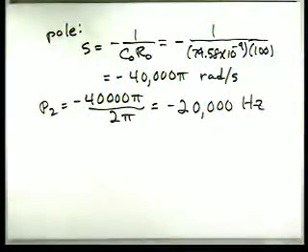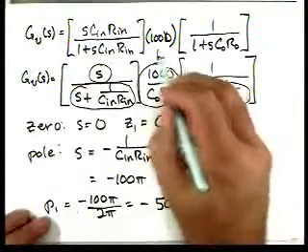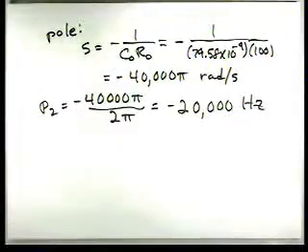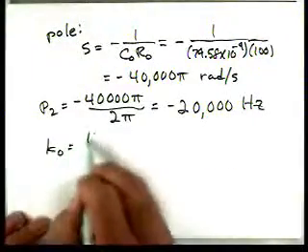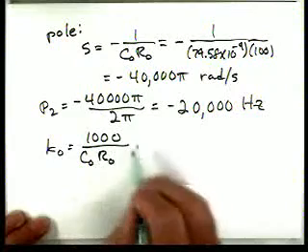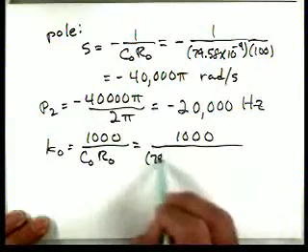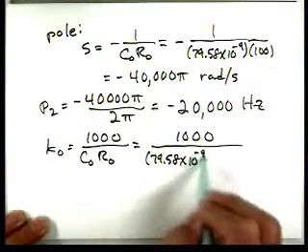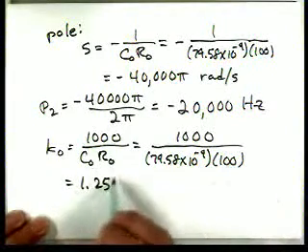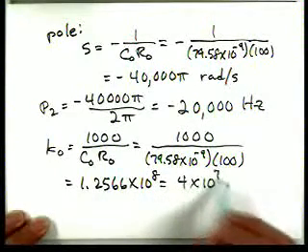And then we have our last term here, K0. So now K0 is 1,000 over C0 R0. So that's 1,000 over 79.58 times 10 to the minus 9th times 100, and that's 1.2566 times 10 to the 8th, which is 4 times 10 to the 7th times pi.